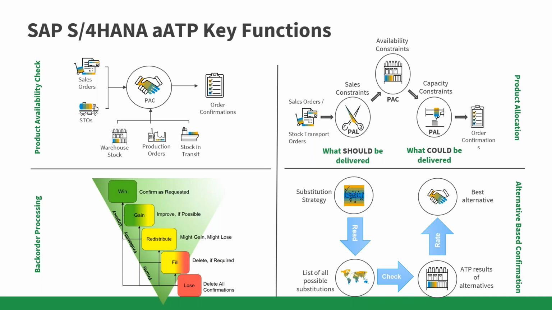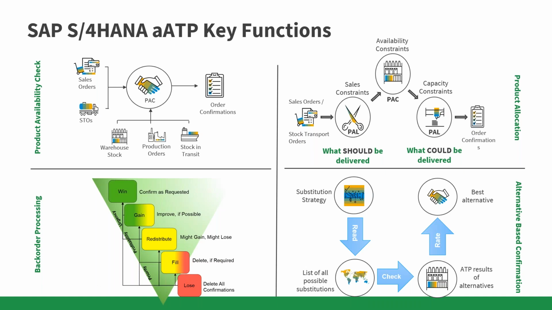Consider both sales constraint as well as capacity constraint, and you can define the sequence. We can have a sales constraint first, and then you do the product availability check, and then you consider the capacity constraint. And this capacity constraint could be manufacturing capacity, or transportation capacity, or any other capacity constraint on which you want to do the confirmation.